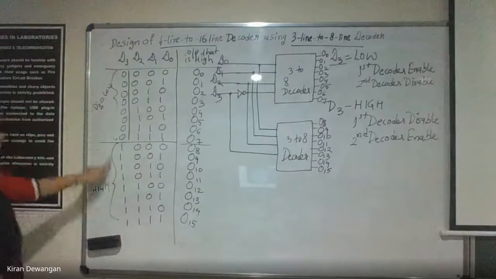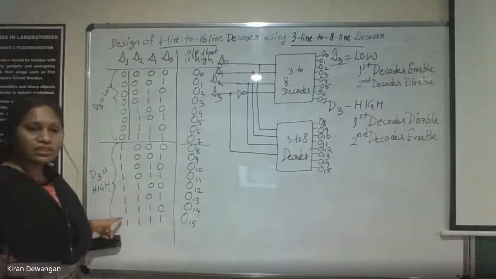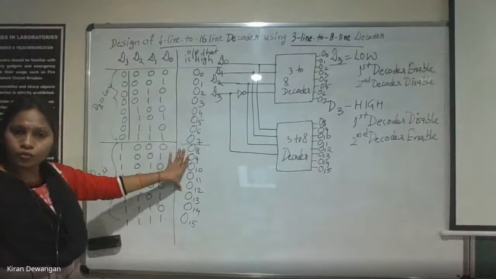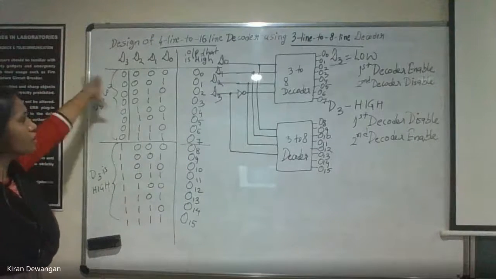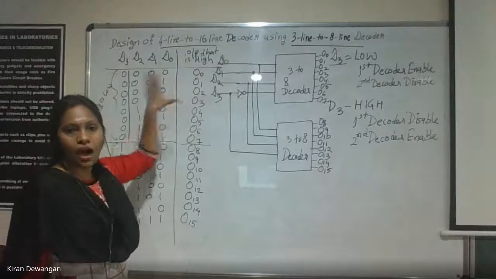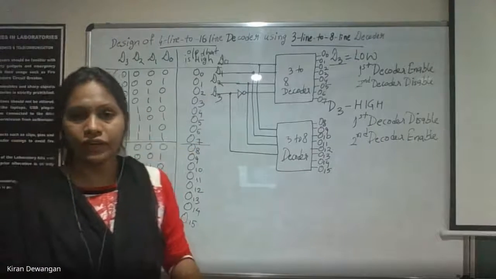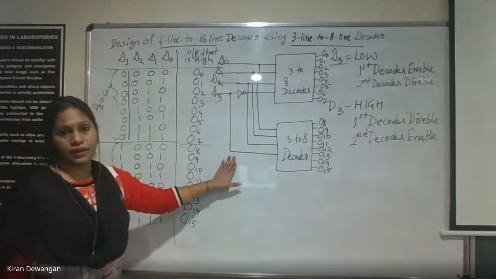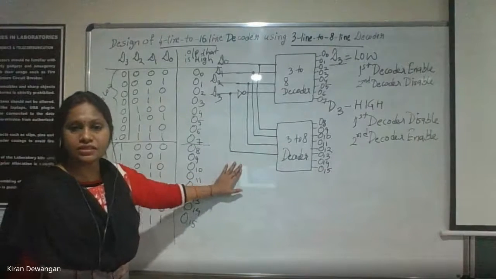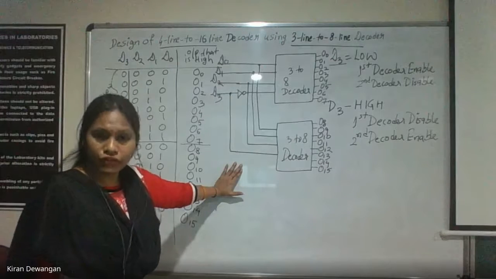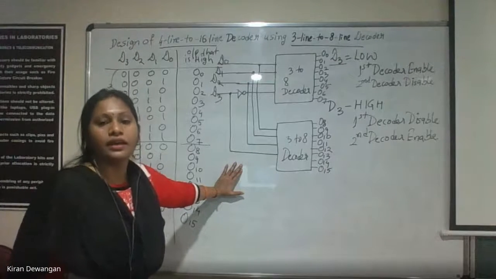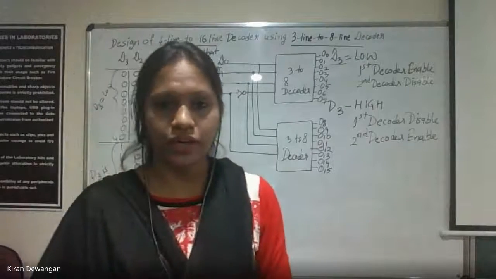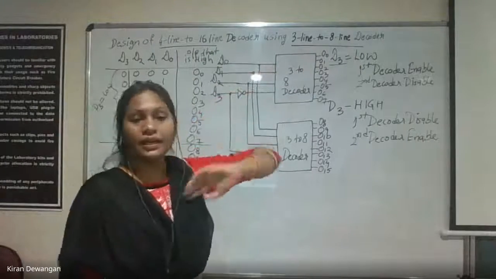Clear? So from this we are very much clear that when D3 is high, these are the set of outputs. When D3 is low, these are the set of outputs. Is this clear, everyone? Anyone who is still not clear? This is very simple. Is this clear, students? This is what you'll have to design and explain if you get the question: Design 4 to 16 decoder using 3 line to 8 line decoder.